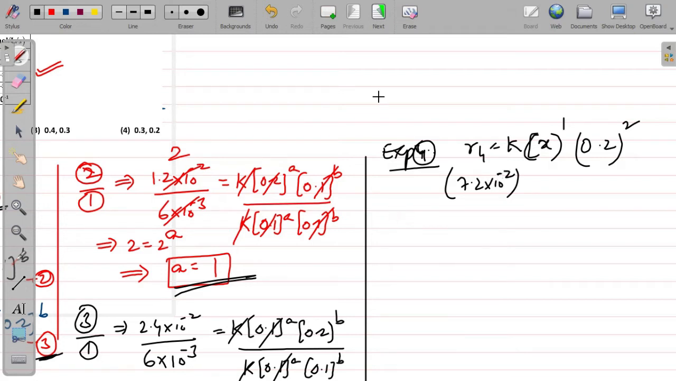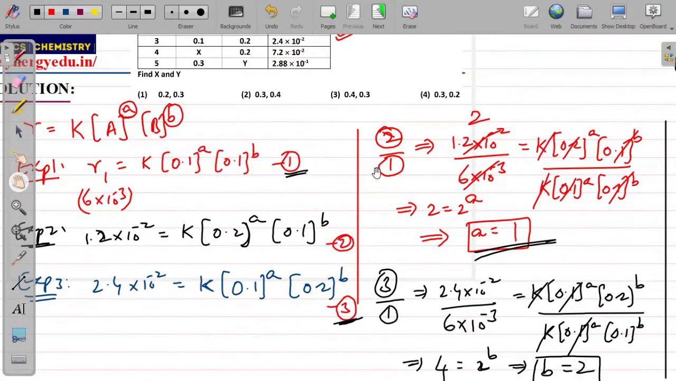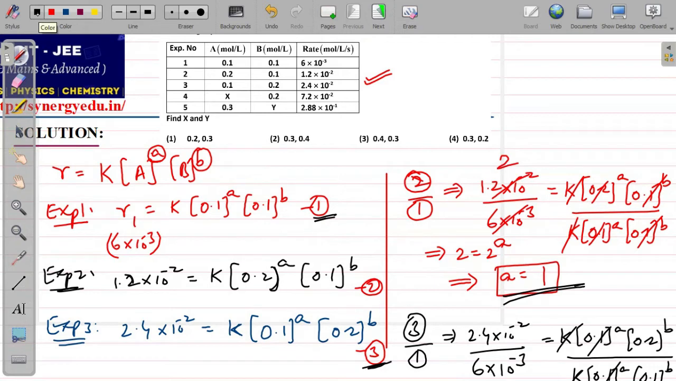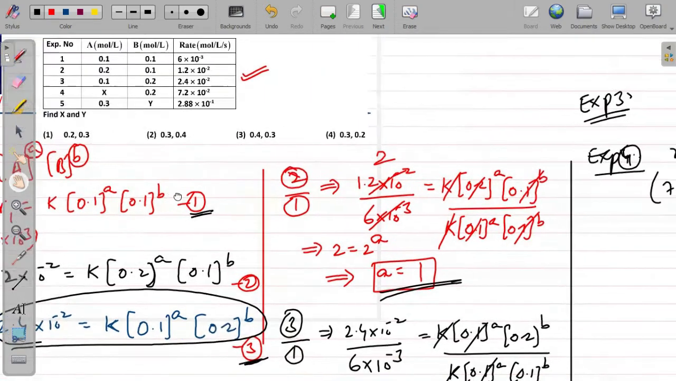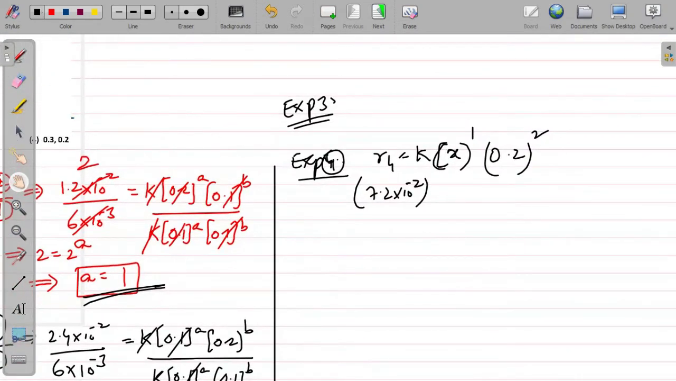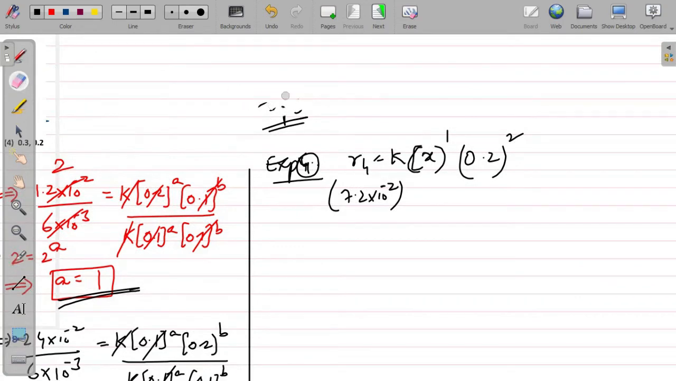Now experiment 3 data is given, and from experiment 3 we have already written the equation here. So now let's use these two equations, equations 3 and 4. Equation 4 divided by equation 3.